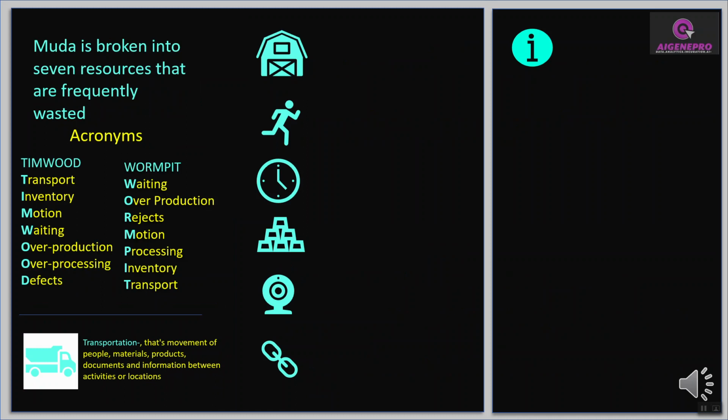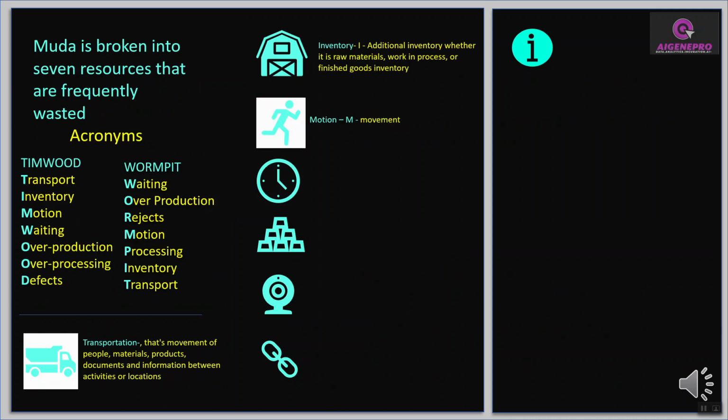The next is inventory. Additional inventory, whether it is raw materials, work in process, or finished goods. In other words, any work or material on hand other than what's needed right now to satisfy customer demand is called inventory. Inventory is just a cost, and it also devalues over time, whether it is excess raw materials or excess finished goods. Capital lost on inventory is considered a waste.